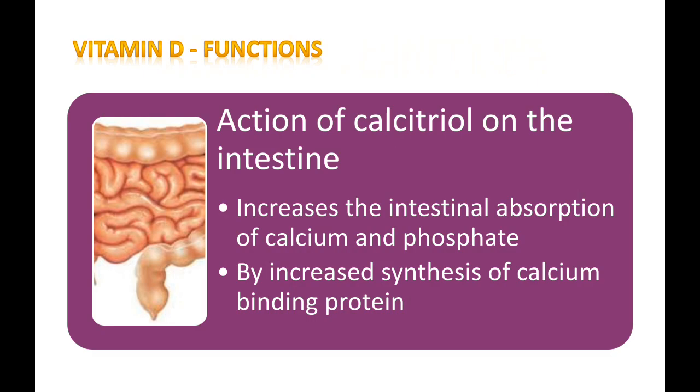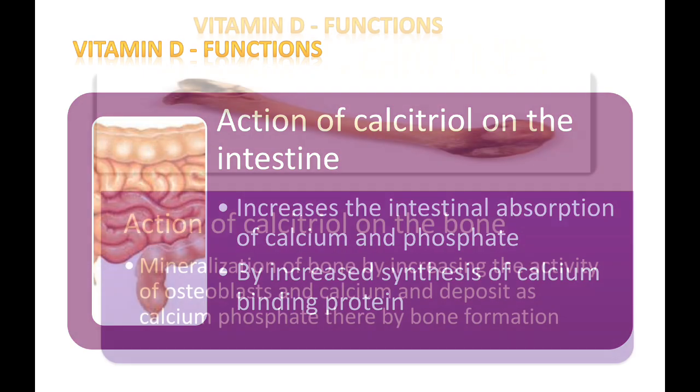So it acts in different organs like the intestine. In the intestine, it increases the intestinal absorption of calcium and phosphates by increasing the synthesis of calcium binding protein. So this vitamin D, that is calcitriol, increases the synthesis of calcium binding protein, which binds with the calcium and phosphate, which will increase the absorption of calcium and phosphate.